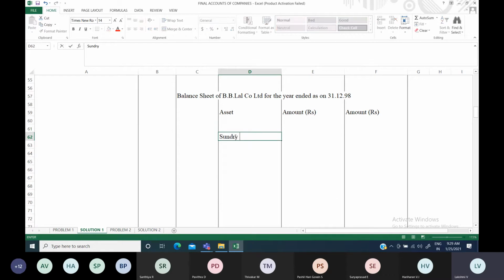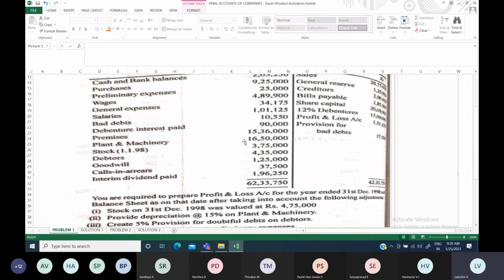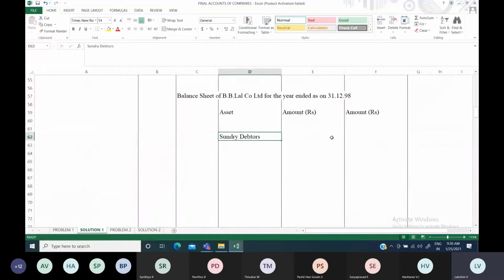Okay, so sundry debtors actually come under the current assets. So debtors or sundry debtors, based upon the question you can use. Here they have given only debtors, so you can use only debtors. Okay, so the debtors' amount, if you see, is 4,35,000, I think. They have given 4,35,000 in your question. Let me enter here 4,35,000. Okay. Debtors, so 4,35,000. This information is available in the trial balance.